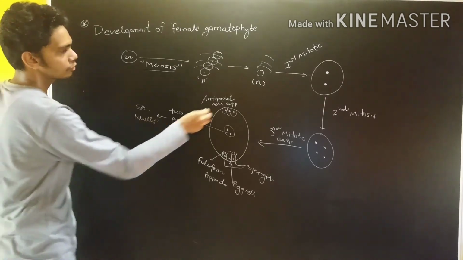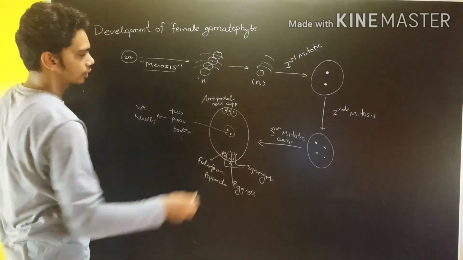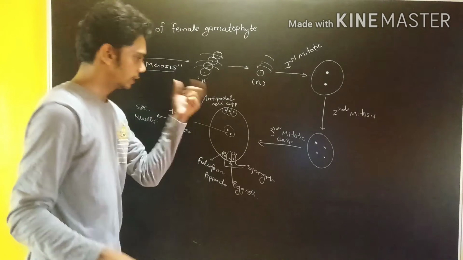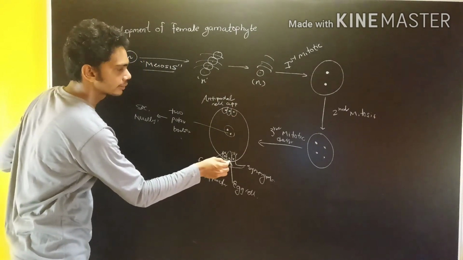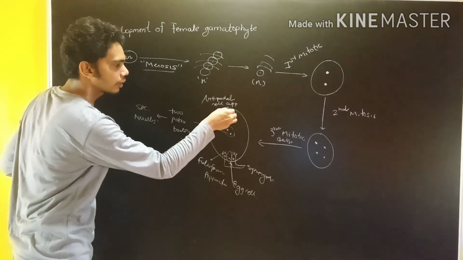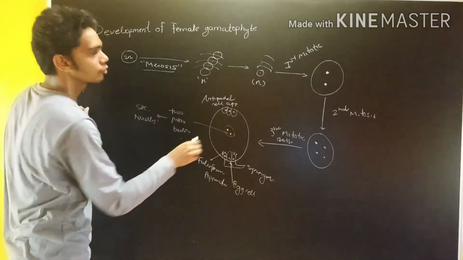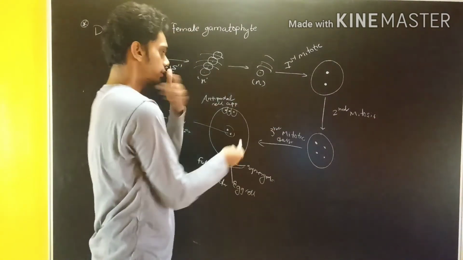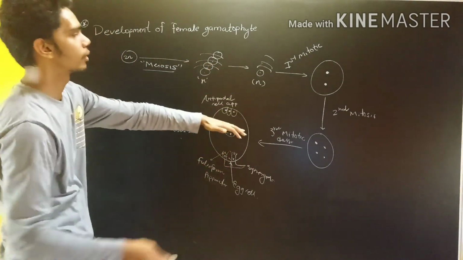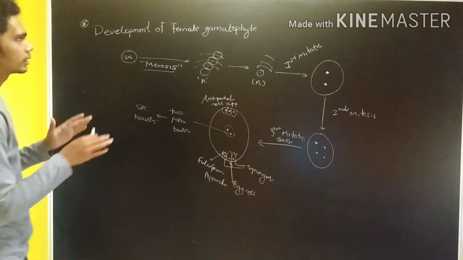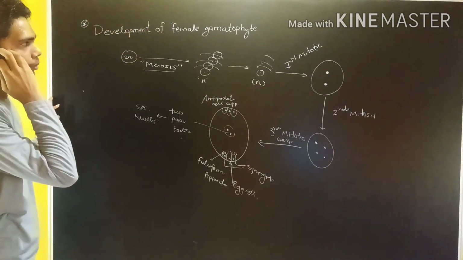What is the function of the antipodal cells and the secondary nucleus? Just before the pollen tube enters, the polar nuclei fuse and combine to form the nucleus of the embryo sac, and a cytoplasmic cell is formed. We are going to study this in detail. So this is the development of the female gametophyte.